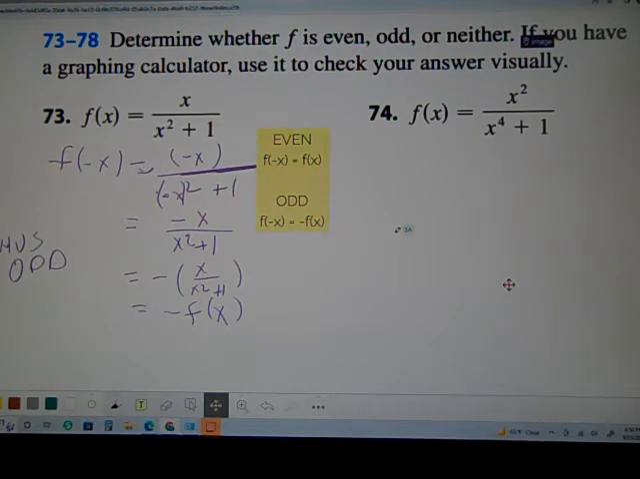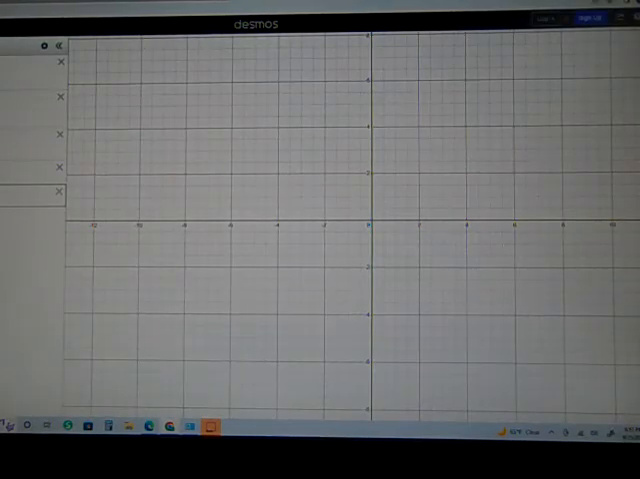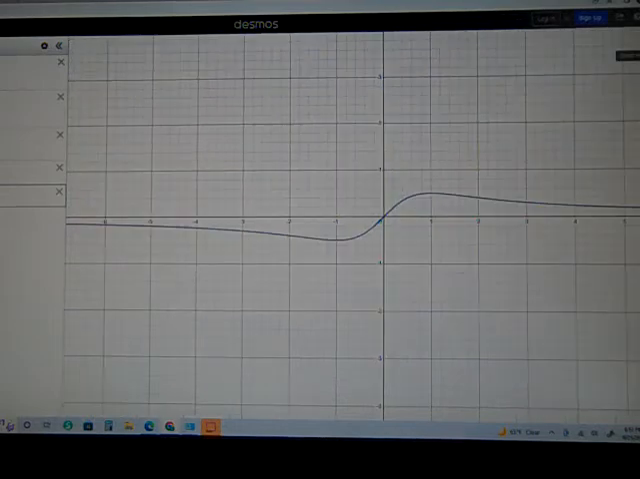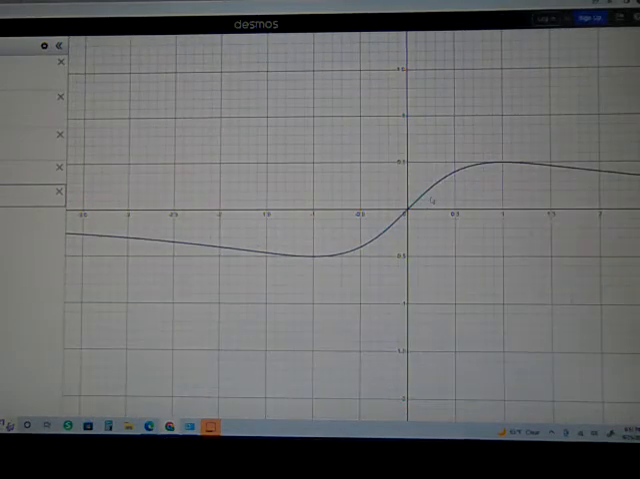So on this 74, and again, let's take a look at this one. Alright, if it's x over x squared plus 1, boom, you can see this function is odd. It reflects across the first to third quadrant. It goes through the origin. This is an odd function.